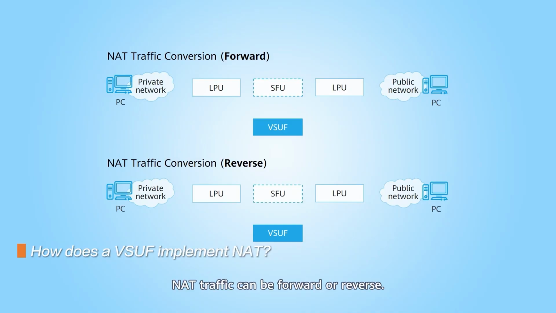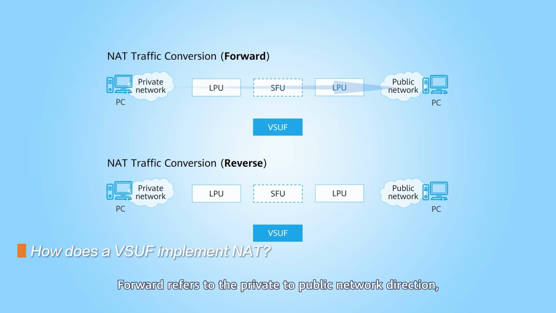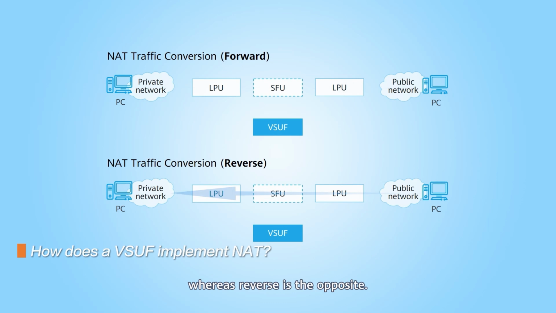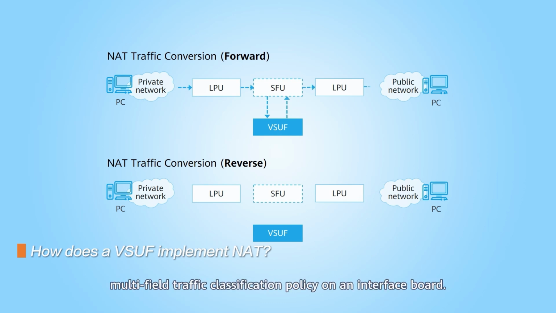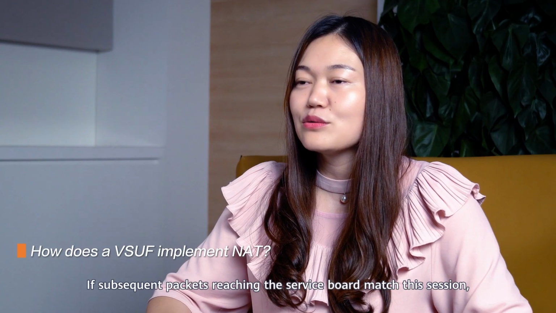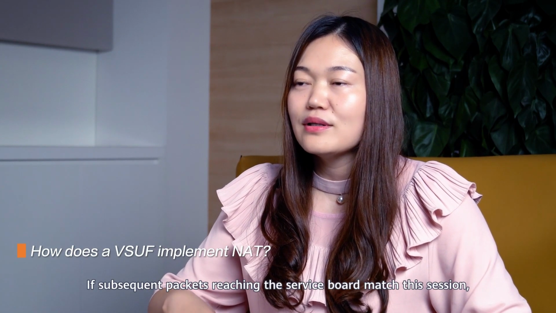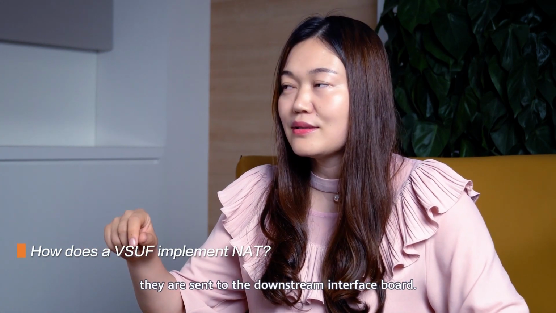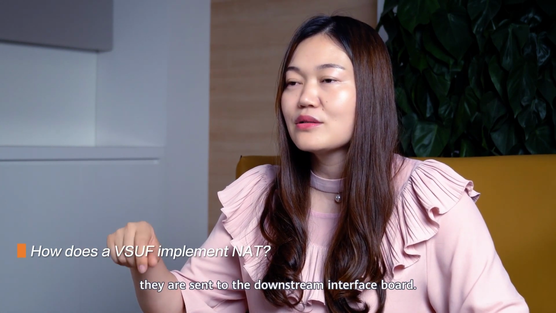NAT traffic can be forward or reverse. Forward refers to the private to public network direction, whereas reverse is the opposite. Forward traffic is diverted to a CGN service board after matching an ACL, Access Control List-based multi-field traffic classification policy on an interface board. Once the service board performs NAT, it creates a NAT session. If subsequent packets reaching the service board match this session, they are sent to the downstream interface board.